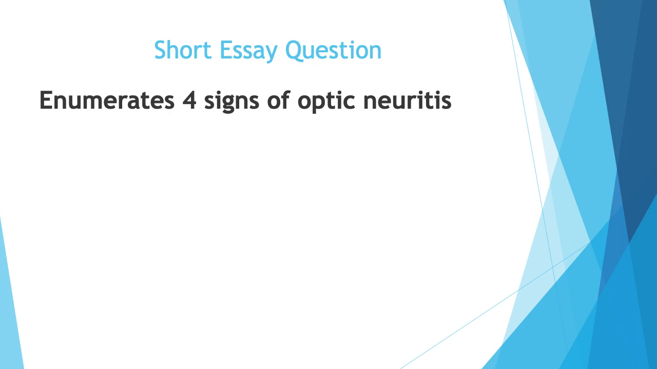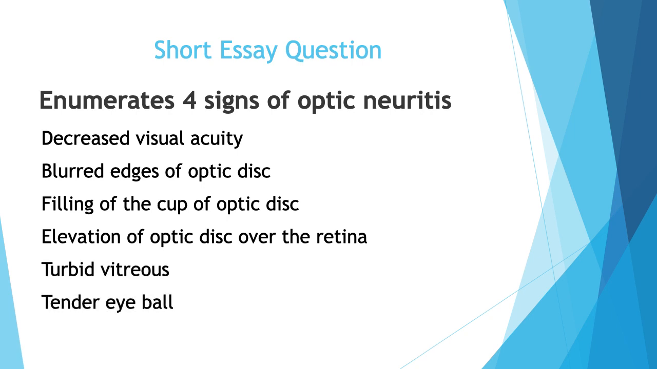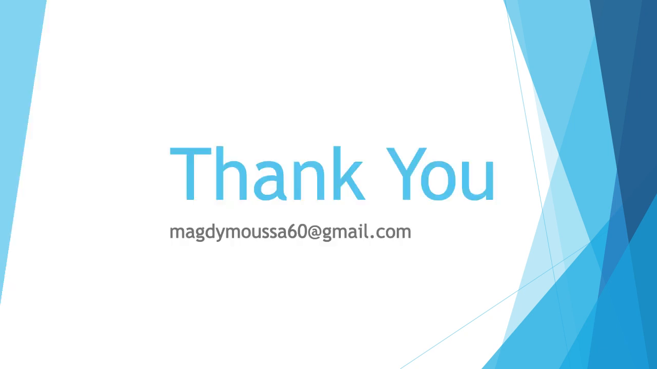Last thing, short essay questions when it comes in the exam. We ask you to enumerate 4 signs of optic neuritis. We have many signs in optic neuritis as we spoke in the lecture. Could be decreased visual acuity, blurred edges of the optic disc, filling of the optic cup, elevation of the optic disc over the retina, not much elevation, but there is elevation, turbid vitreous and tender globe while we move the eye, or pain on eye movement. So it means we have many signs, only 4 of them, you will get the mark.